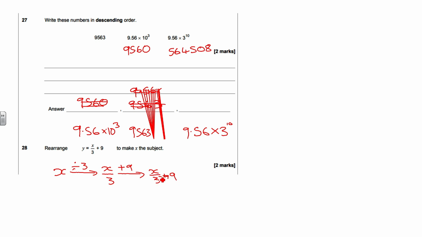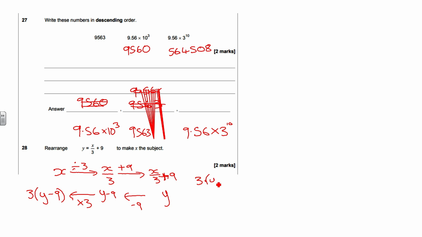Now the formula tells us that this is the same as y, so then we can work back. Y take 9 will give us y, subtract 9, and then we've got to multiply that by 3, and it's the whole thing, so we've got to put 3 and then brackets y minus 9. Everything's got to be multiplied by 3. So I've got x equals 3 times y minus 9.